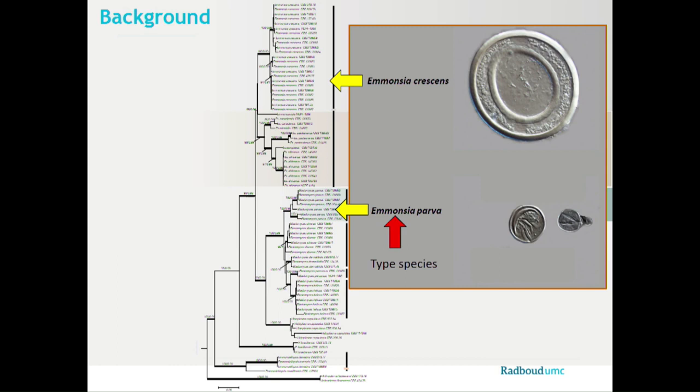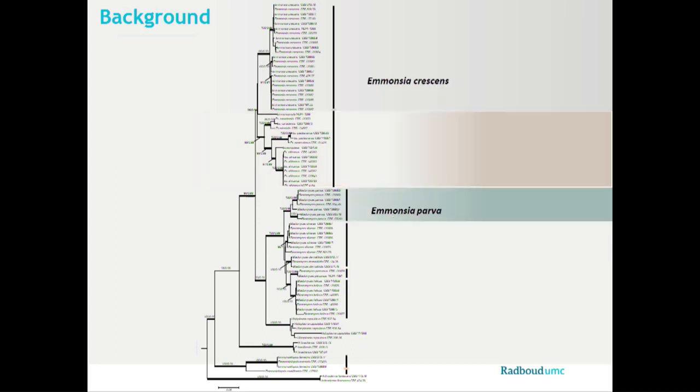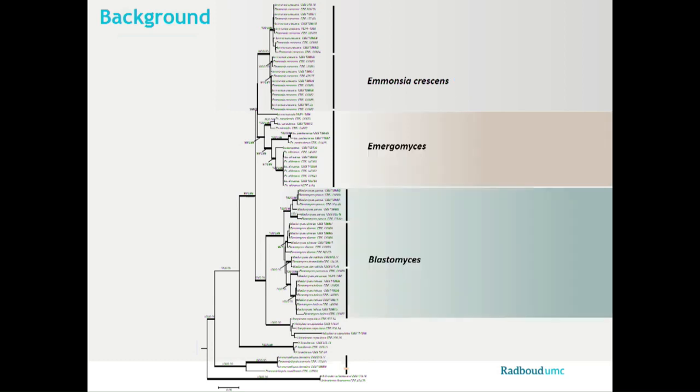Moreover, our morphology data has proved Emmonsia parva could produce big yeast-like cells, the same as its neighbor Blastomyces. So this data gives us more support to separate these two species and rename Emmonsia parva to Blastomyces. But with the name disappearing, a bigger problem is coming: the name of Emmonsia crescens should not be valid according to the rules of nomenclature.